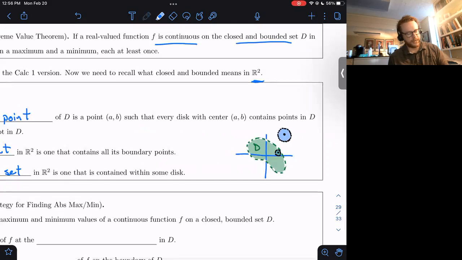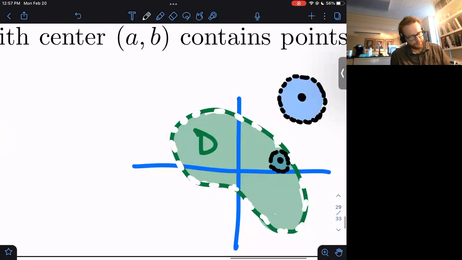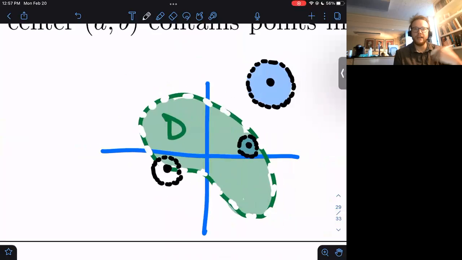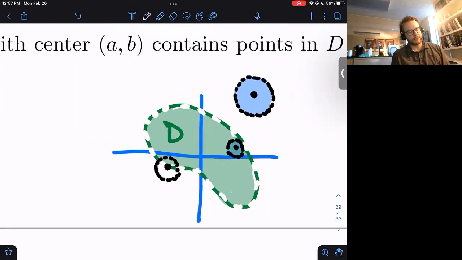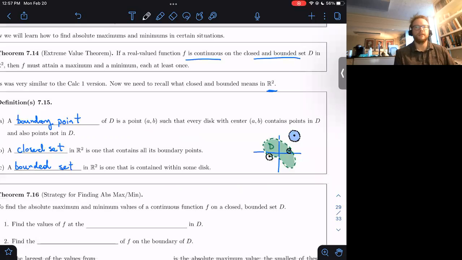This disk here that I've chosen shows that not every single disk has points in D and out of D, right? So of course, if we choose one that is on the boundary, maybe over here or something like this, then no matter how small you choose that radius for your disk, still you're going to have some points that are in D, shaded green, and some points that are not in D, in this case, not shaded whatsoever. And so that's what a boundary point is in the two-dimensional sense.